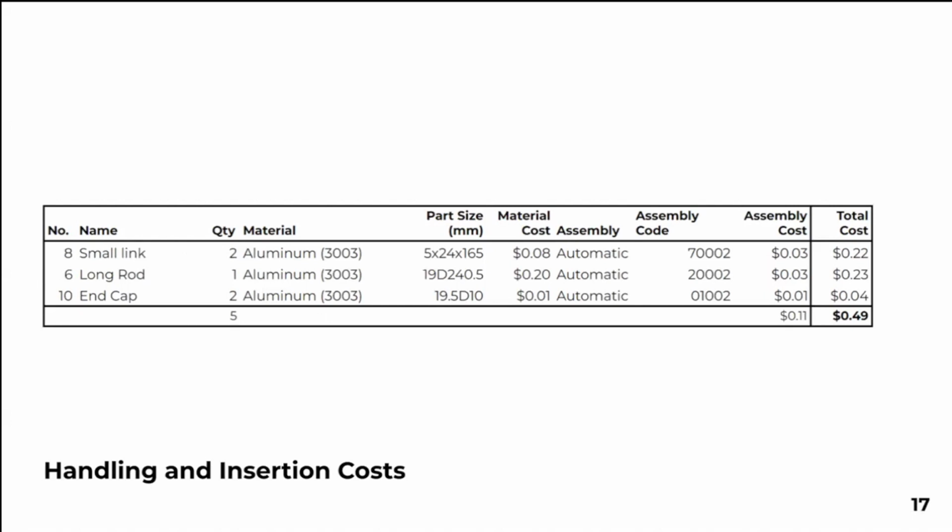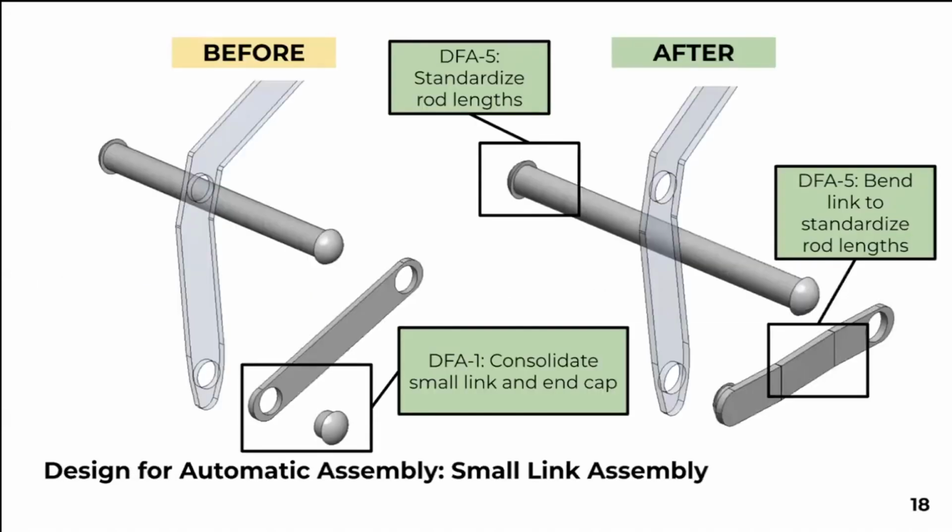Using our function component mapping matrix and quad chart, we identified the small link as an important part to redesign given its contribution to 5 out of 12 functions. The end cap and long rod were additionally chosen as they form a subassembly of platform components. Despite its classification as low cost, we recognize the opportunity to consolidate the small link and the end cap into a single part, therefore achieving DFA 1 and reducing assembly cost.